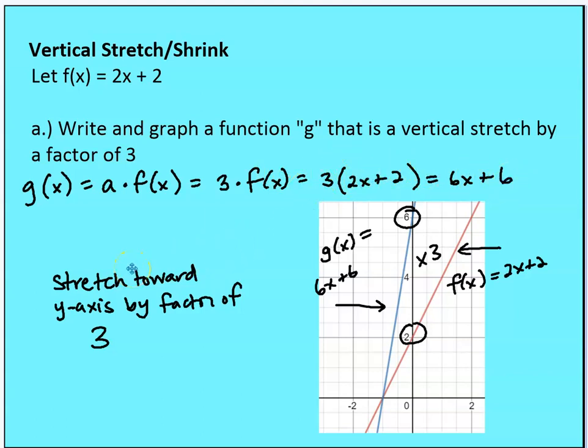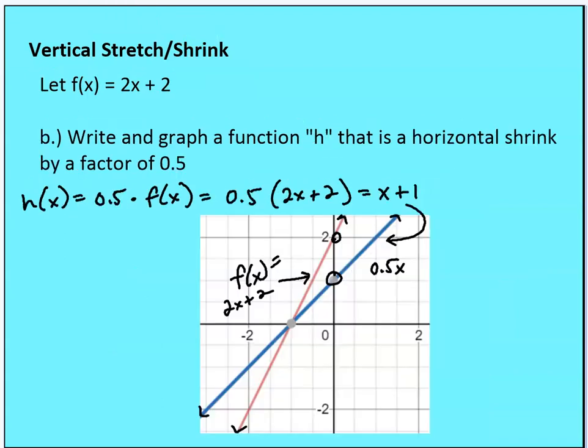I am stretching towards the y-axis by a factor of 3. You can see the original function f of x as 2x plus 2, then 6x plus 6 as the steeper function here. You see that the y-intercept also changes in this case. Okay, I'm going to move on to the next one.